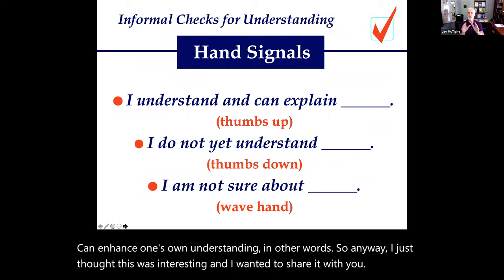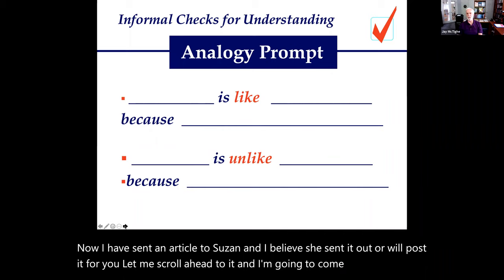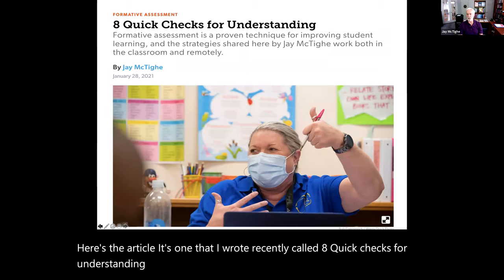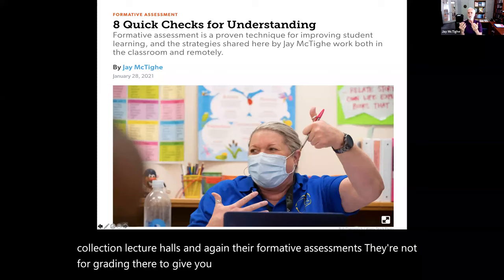Now, I have sent an article to Susan, and I believe she sent it out or will post it for you. Let me scroll ahead to it and I'm going to come back. Sorry. Here's the article. It's one that I wrote recently called 8 Quick Checks for Understanding. Many of these, I believe, are in fact doable even in large lecture halls. And again, they're formative assessments. They're not for grading. They're to give you a picture of whether students are getting it.